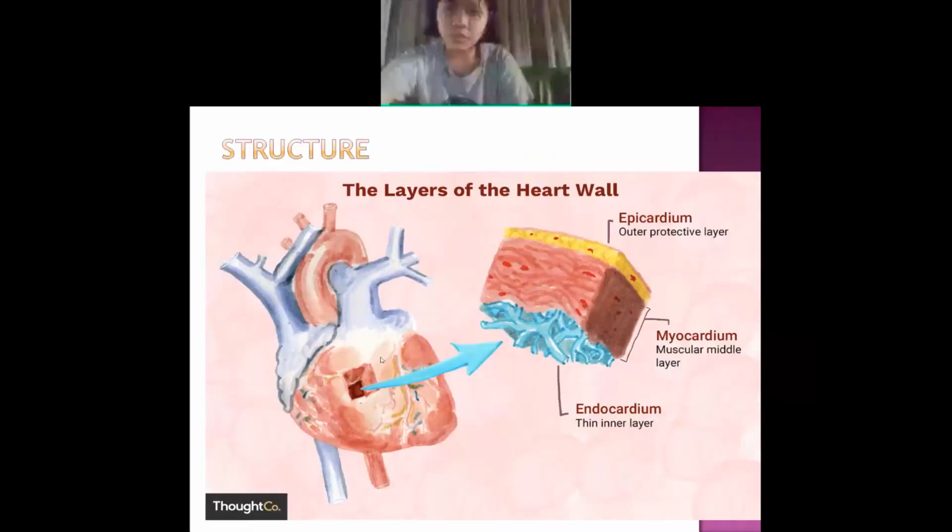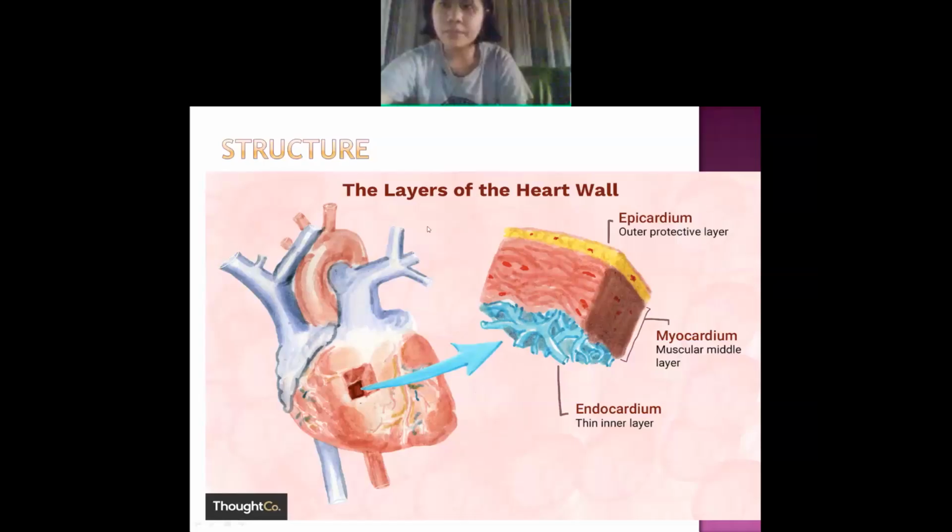Okay, now let's see the structure. In the structure, you will find that the heart is divided into three layers. First is the epicardium. The epicardium is the outermost part, the covering part, and it also protects the heart.